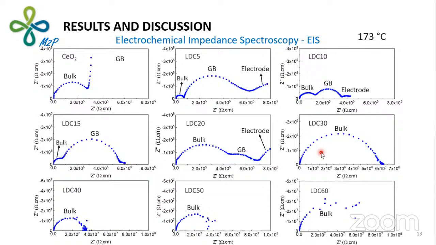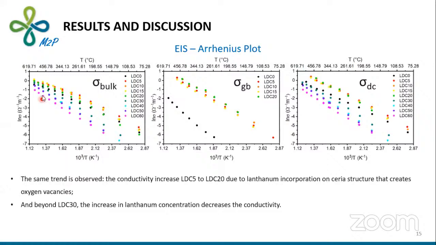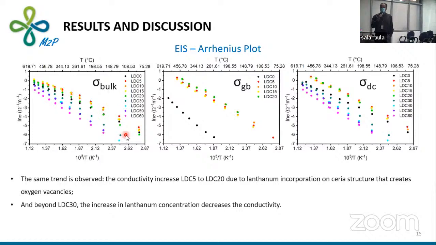Okay. And what is the temperature range that you have measured your Arrhenius plots? Yeah, this is very low temperature. Yeah, this is at 107 degrees, and we performed it from 100 to 600. Okay, thank you. Thank you very much. You're welcome.